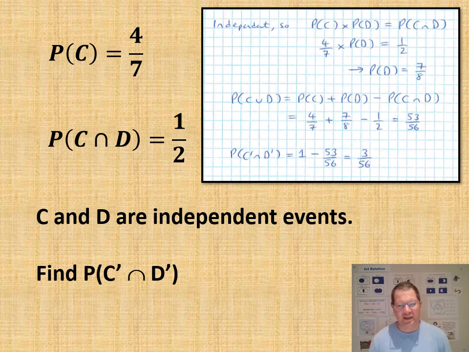And if you remember from before, not C intersection not D is the exact opposite of C union D. So I can take away the union, the 53/56, from 1, and that gives me the answer as 3/56. Now, I mentioned in the previous video that there's another rule for independent events, which uses the conditional probability notation, the vertical line, and that would be that the probability of A given B is the same as the probability of A, because if they're independent, then B has no effect on A.